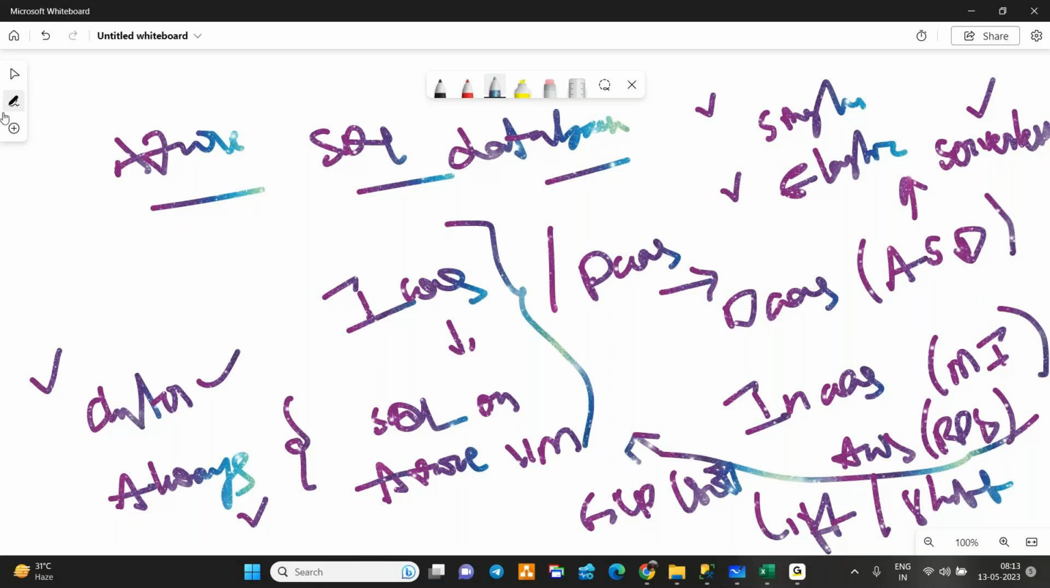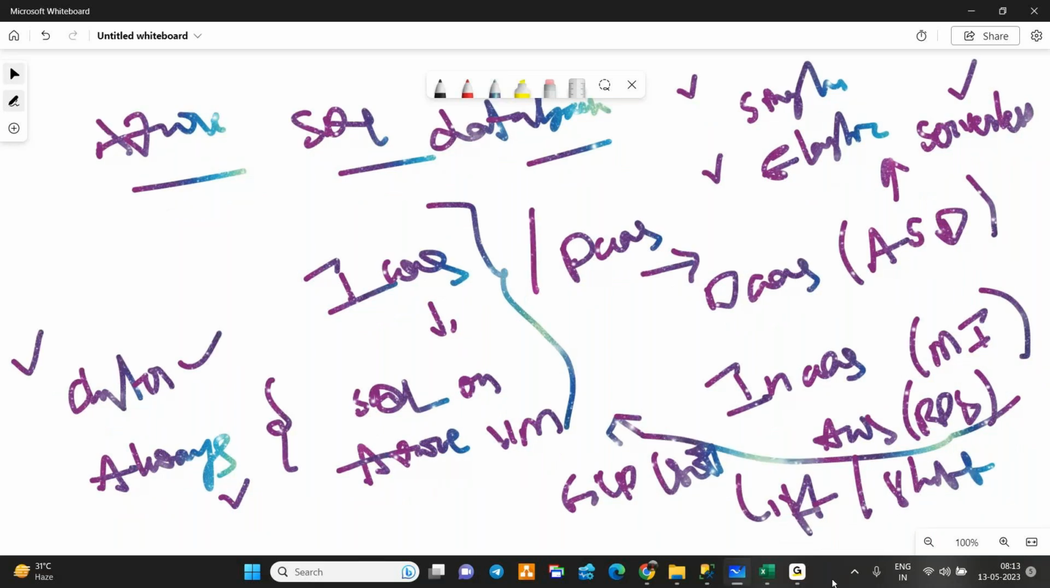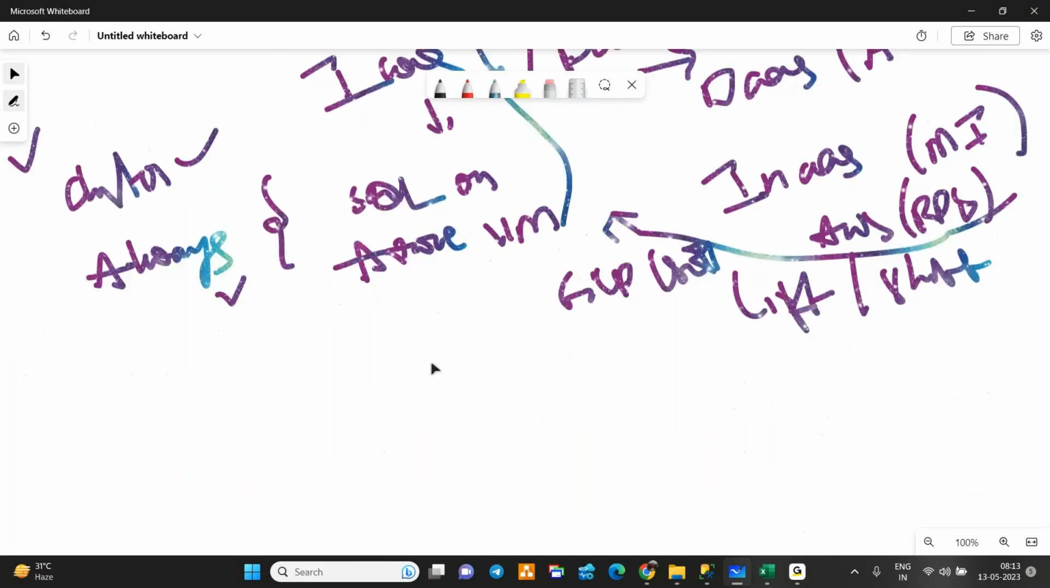Now, let's start. Let's complete all these three deployments, okay? And finally, we'll go for MI once we complete everything. Once we complete Always On and advanced performance tuning, we'll go for MI sessions. As of now, let's start with Azure SQL Database.